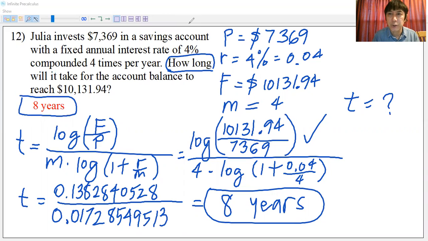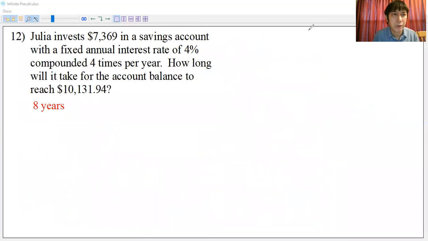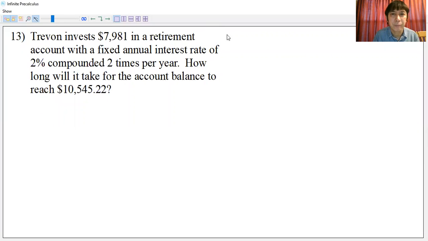Let's continue with the next. All right, number 13. Here's number 13. Trayvon invests 7,981 in a retirement account with a fixed annual interest rate of 2% compounded 2 times per year. How long will it take for the account balance to reach $10,545.22? How long? So we know we're looking for time.